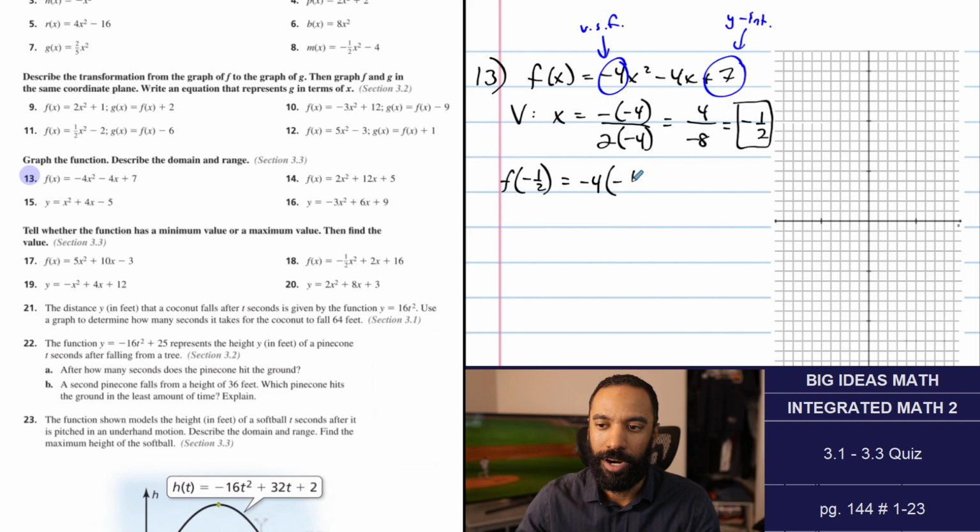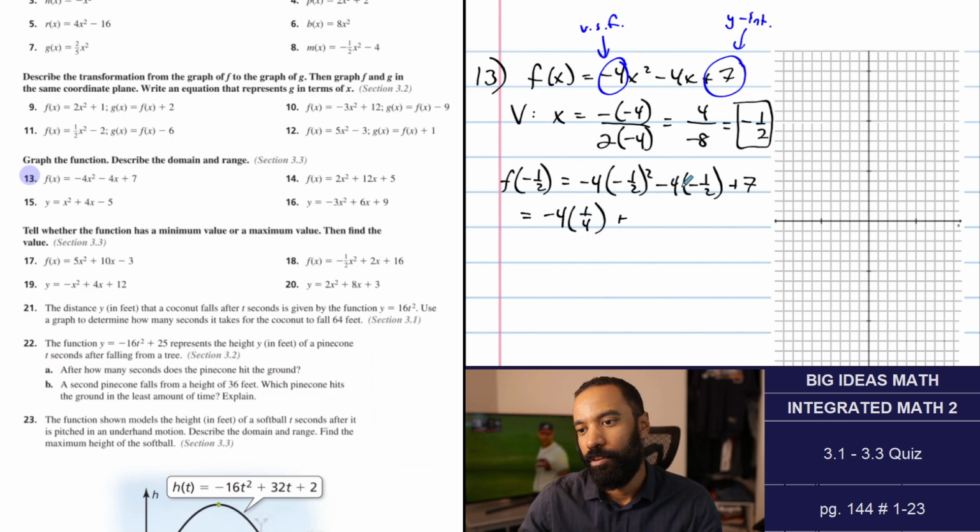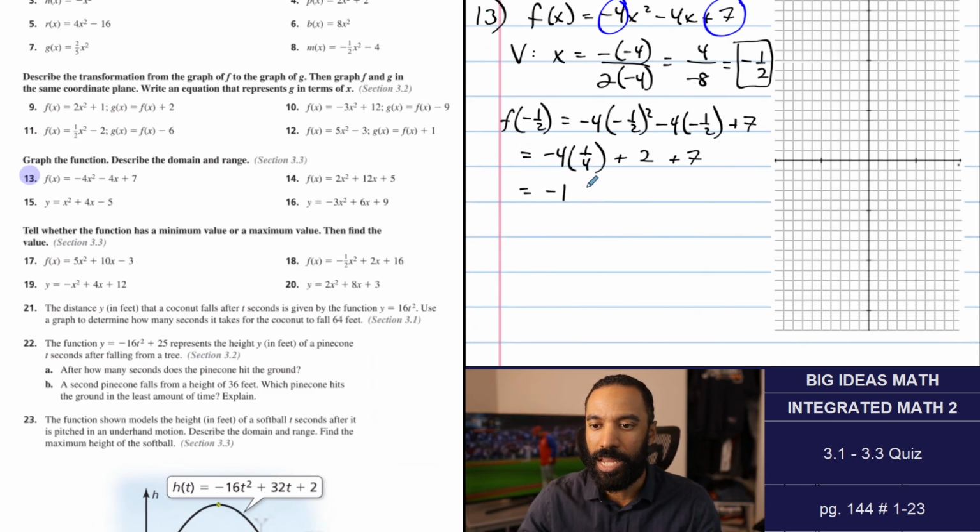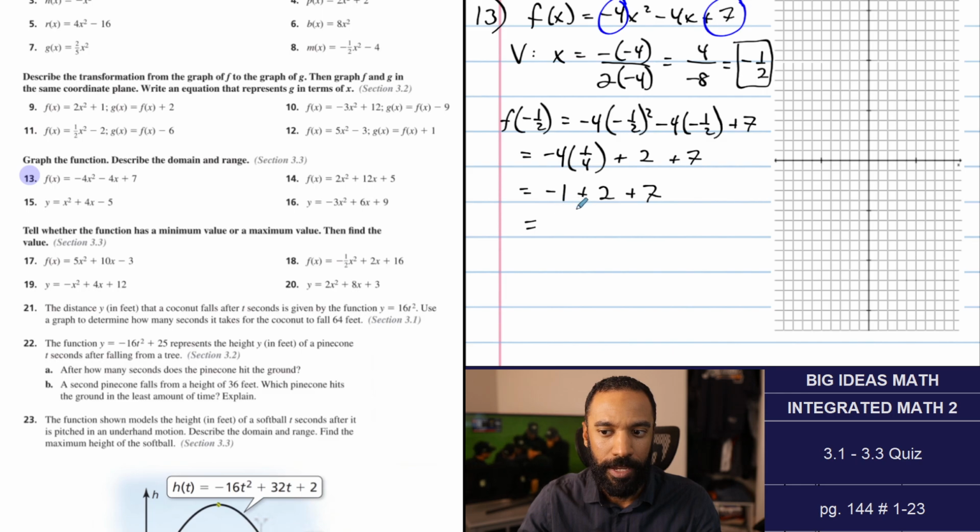So it's negative 4 times negative 1/2 quantity squared minus 4 times negative 1/2 plus 7. And if you recall, some nice things pan out when you add the first two things together. 4, that's a 2, and then plus 7. Actually, these calculate pretty cleanly anyway. So this is negative 1 plus 2 plus 7. Negative 1 plus 2 is positive 1. Remember, this switches. These two combine to become the positive version of that number. So positive 1 plus 7, which is 8.